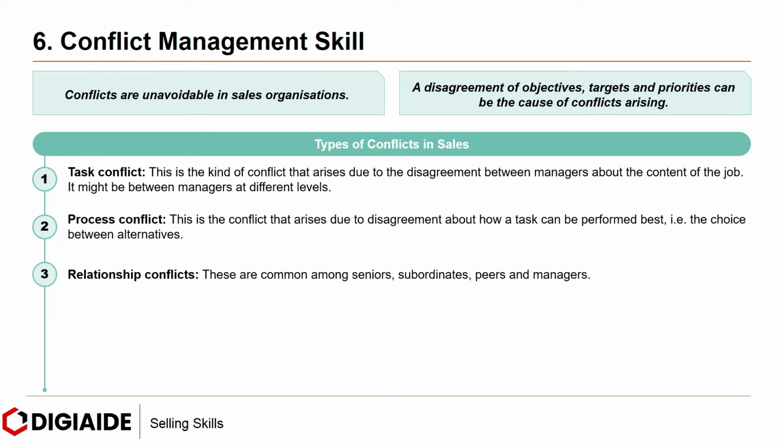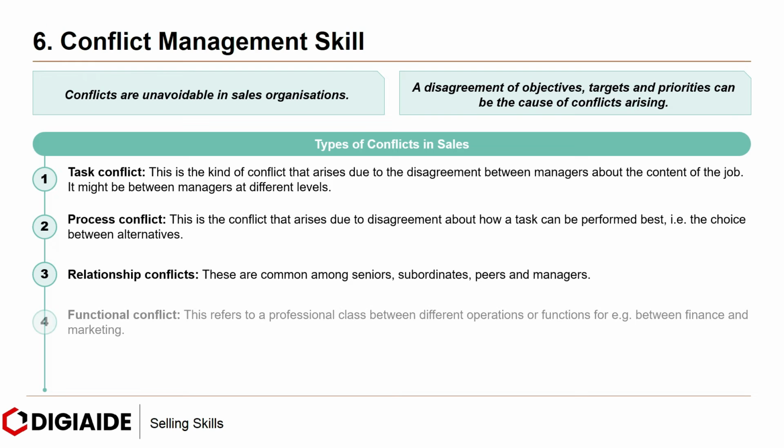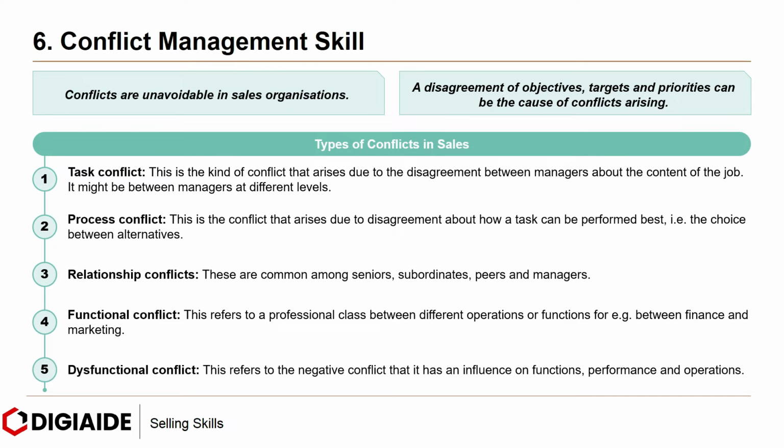Third, relationship conflicts. These are common among seniors, subordinate, peers, and managers. Fourth, functional conflict. This refers to a professional clash between different operations or functions, for example, between finance and marketing. And finally, dysfunctional conflict. This refers to the negative conflict that has an influence on functions, performance, and operations.